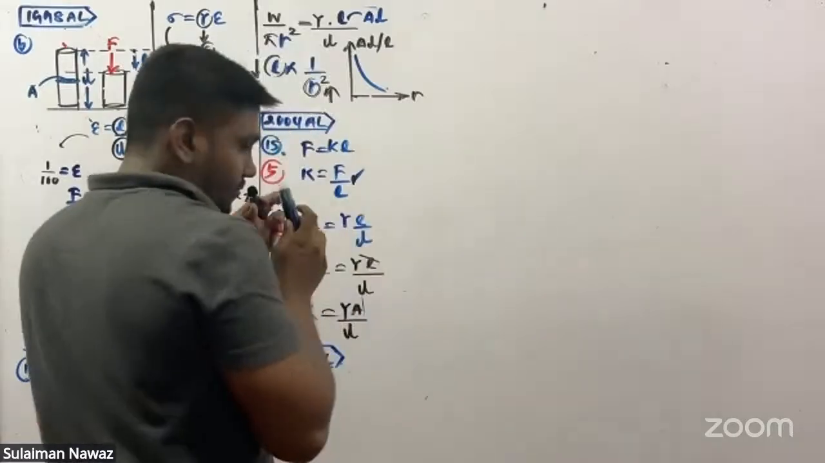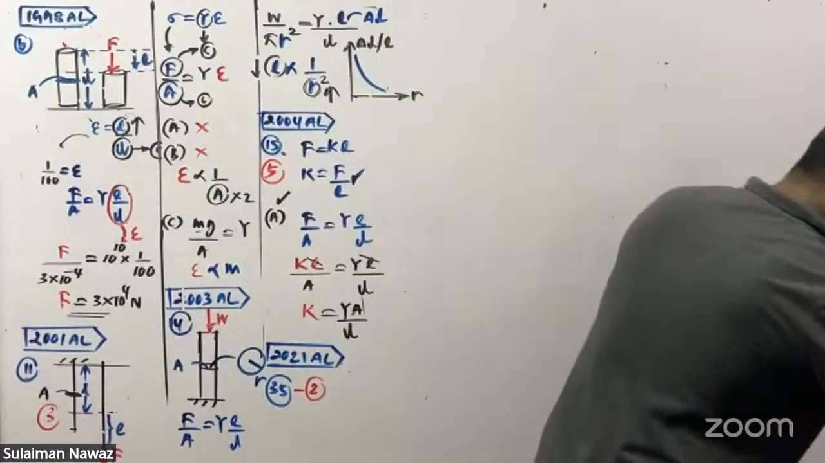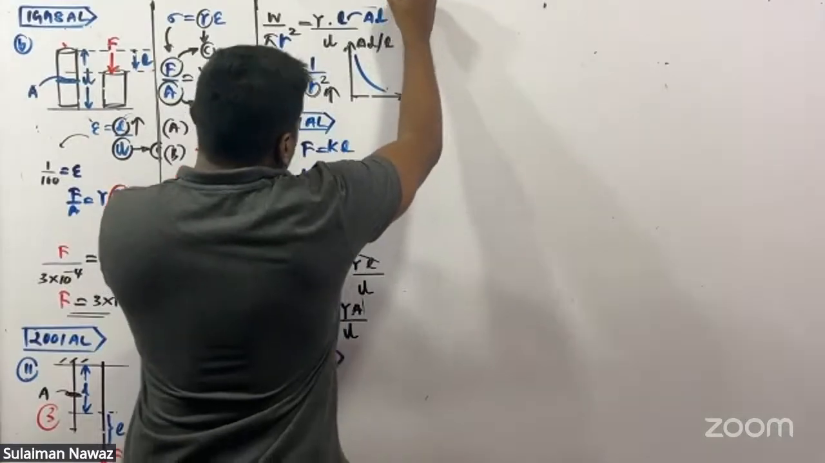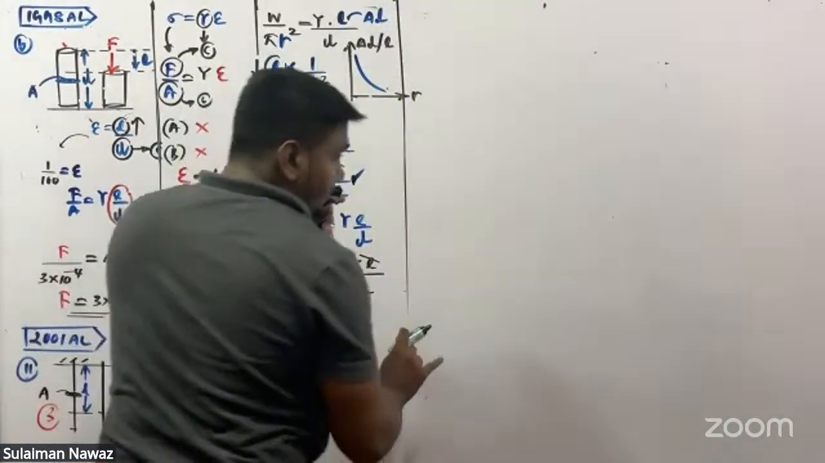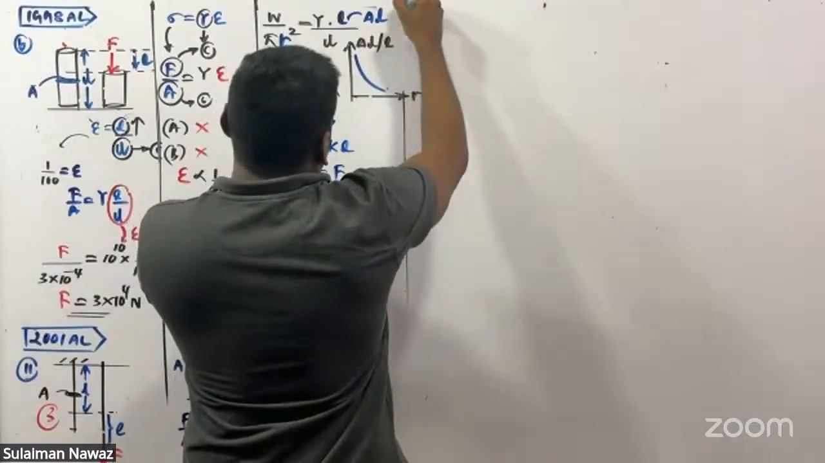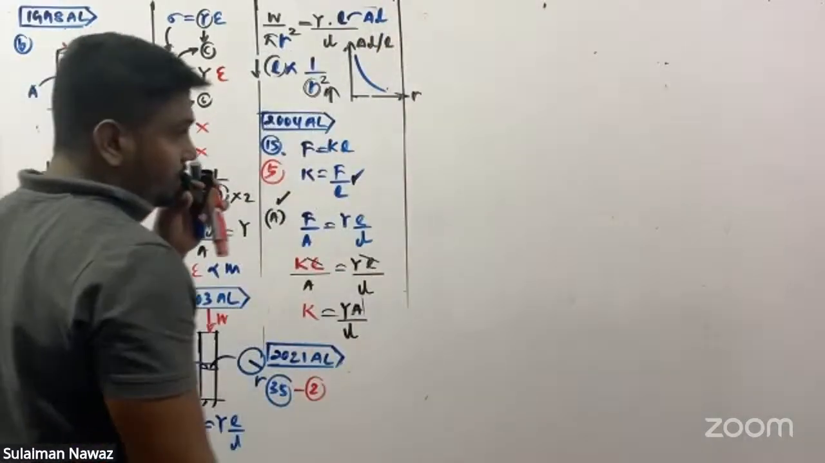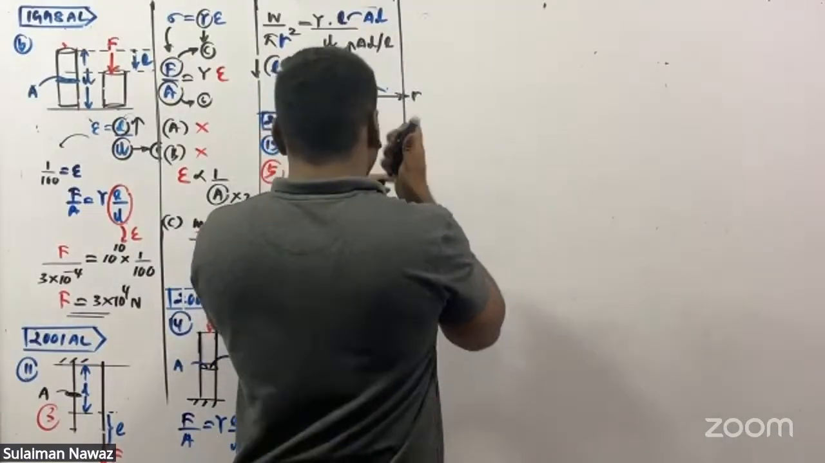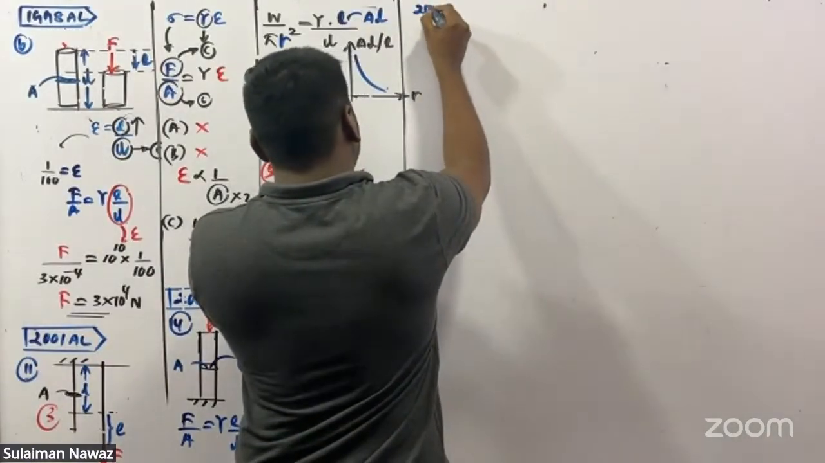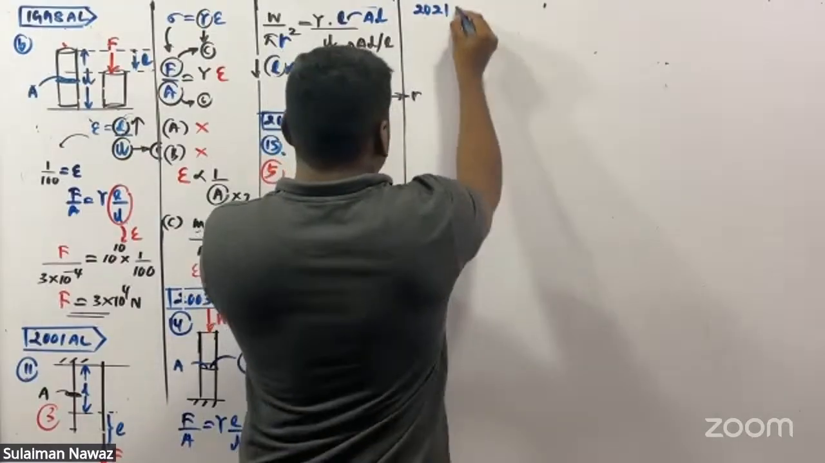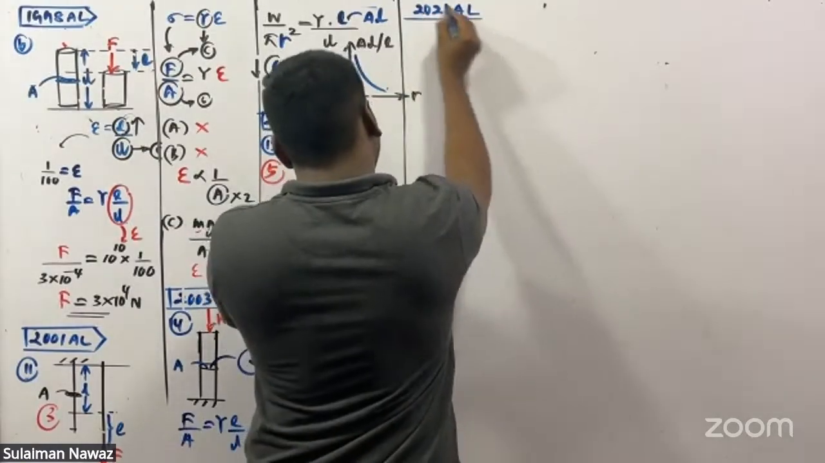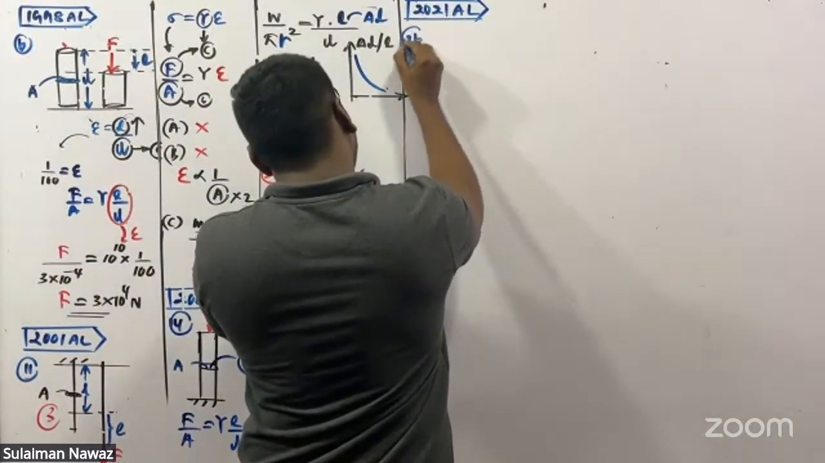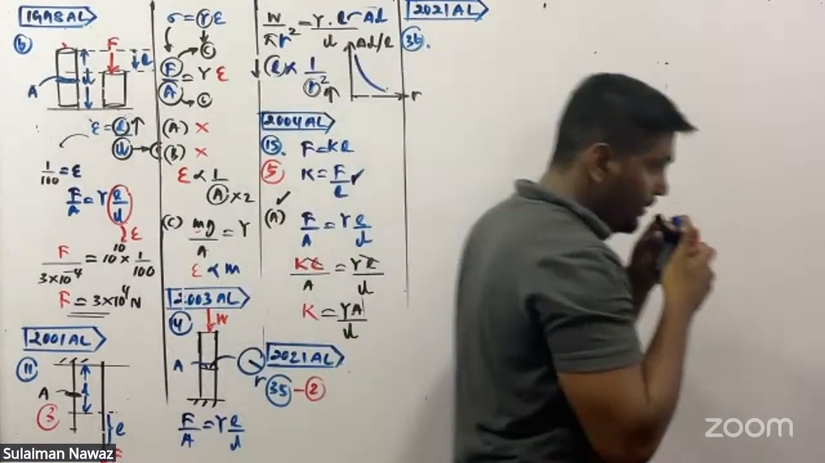Next question. Next question. Two thousand 36. 2021 A level question number 36. Idea. Right.